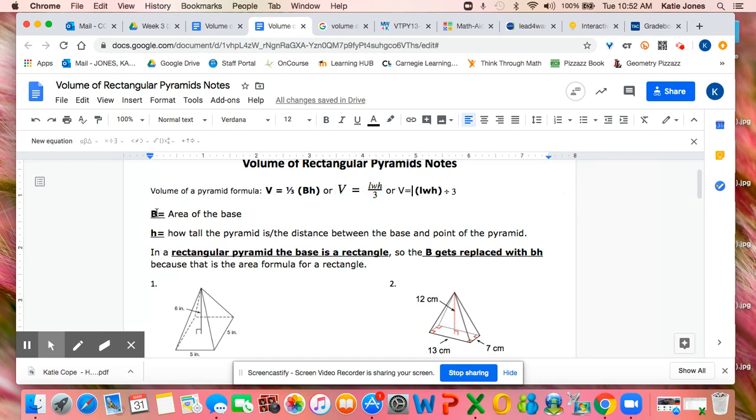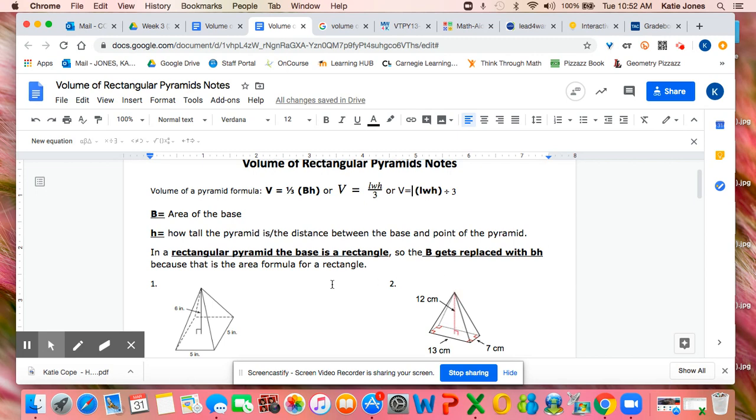Our big B is still area of the base, and the H is how tall the pyramid is, or the distance between the base and the point of the pyramid. So for example, if we look down here, the height of this pyramid would be 6 because it's from the base to the point, and the height of this pyramid would be 12 because it's from the base to the point.